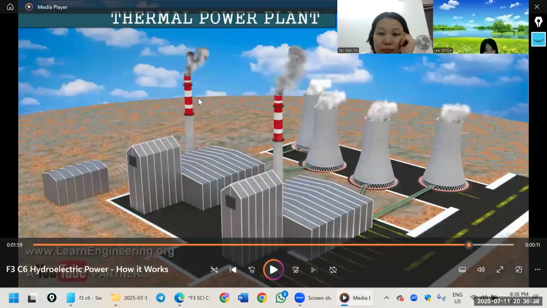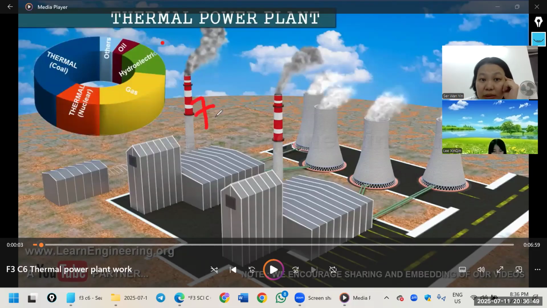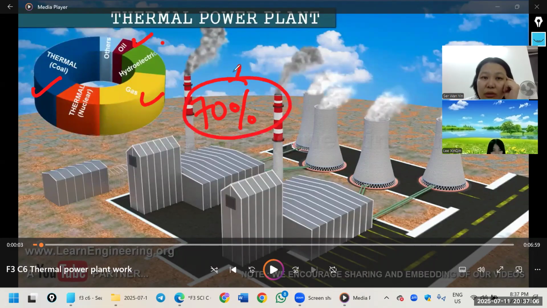Thermal power plants help meet almost half of the world's power demand. You can see this all over the world. Actually, in Malaysia also 70% is thermal power plant. Why? Because we have coal, we have petroleum, oil, natural gas, and many more. So 70% we are still using this.